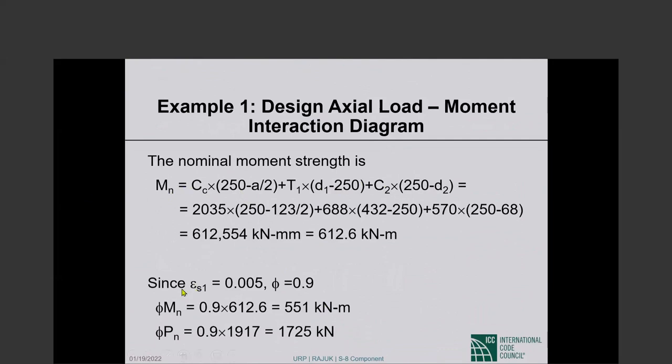The strain in the tension reinforcement of 0.005 still gives us a tension control section. Phi is 0.9. So phi times M sub n is 551 kilonewton meters. Phi times P sub n is 1725 kilonewtons.